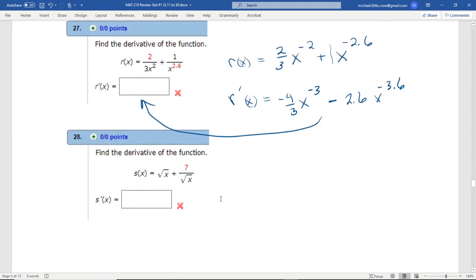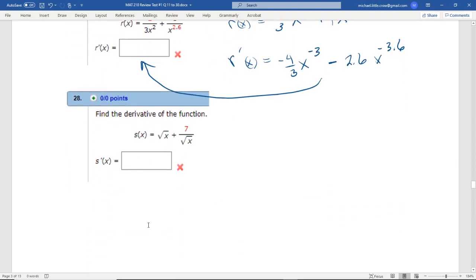We're getting close here. Find the derivative of this function. Again, we're going to rewrite it with exponents. So s of x equals x to the 1/2 plus 7 times x to the minus 1/2. Now if you wanted to use 0.5, you could do that, all up to you. The derivative, let's have the 1/2 come down in front, and then it becomes x to the 1/2 minus 1, which again we write as 2/2, is going to give us minus 1/2.